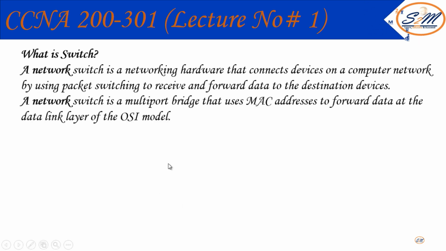What's a switch? A switch is a hardware device or a networking device that is used within a LAN. Via a switch we can make a network. A switch is a hardware device that has more than two ports. In simple terms, we say a switch is a multi-port bridge that provides communication between the end nodes, and the switch uses MAC addresses to forward data at the data link layer of the OSI model.